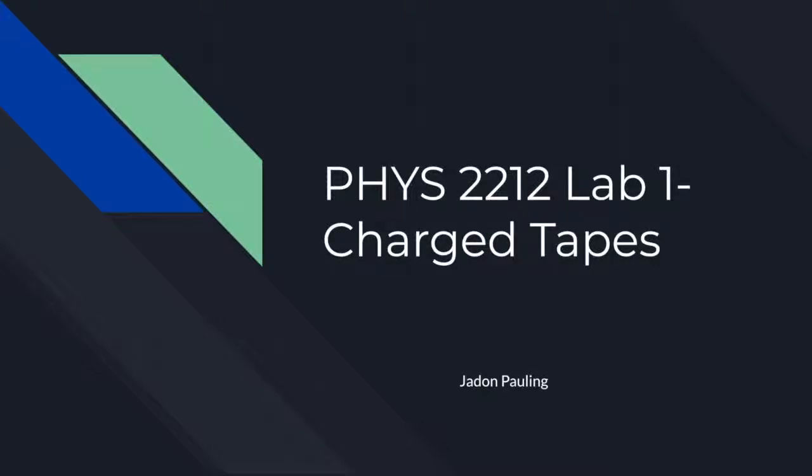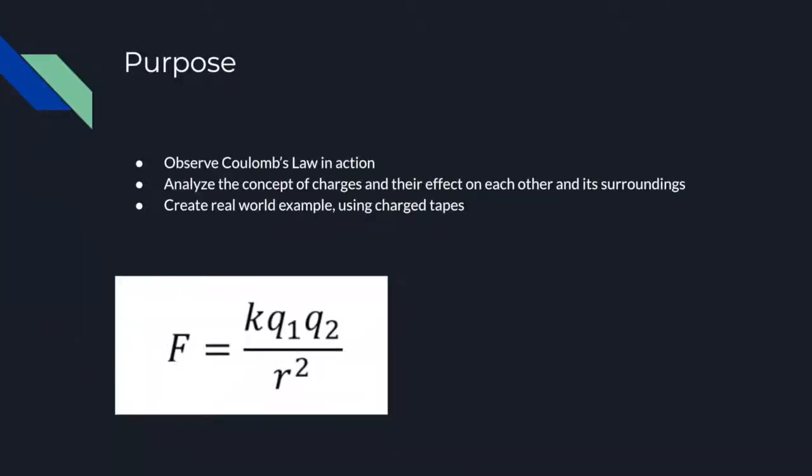Hi, my name is Jane Pauling, and this is the Physics 2212 Lab 1, Charge Tapes. The purpose of this lab is to observe Coulomb's law in action, as well as analyze the concept of charges and how they affect each other and their surroundings. We will do this by creating a real-world example of this effect using charge tapes.